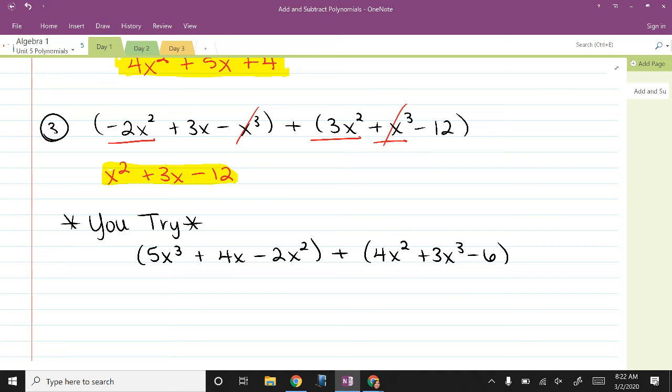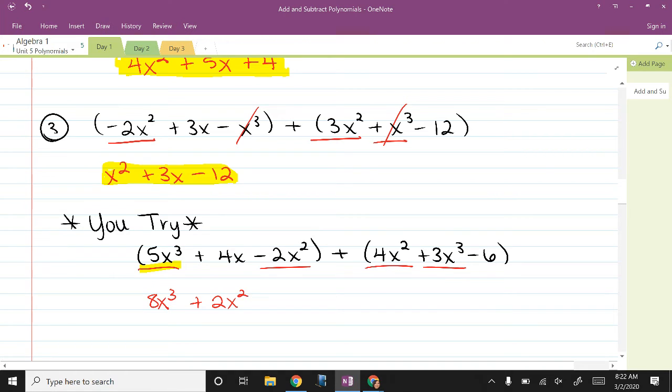All right, y'all check with me. X to the third is our highest exponent, is that correct? 5x to the third plus 3x to the third is 8x to the third. And then you go to your squares, negative 2x squared plus 4x squared is positive 2x squared.